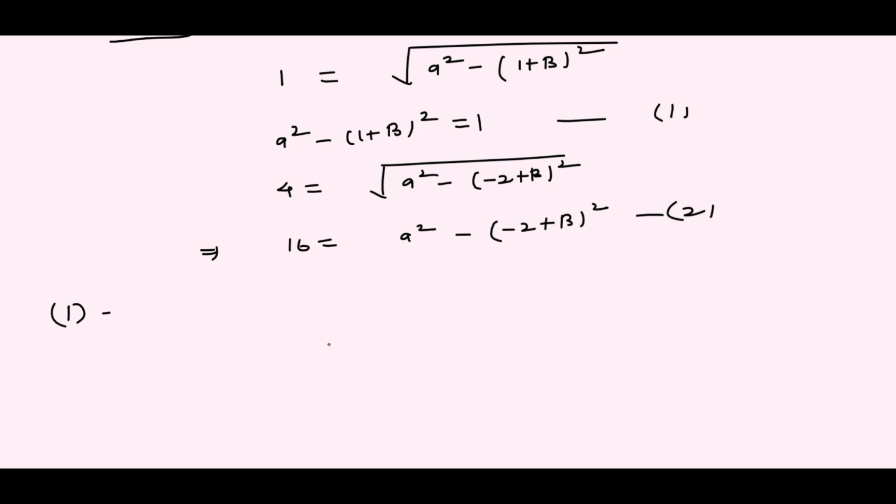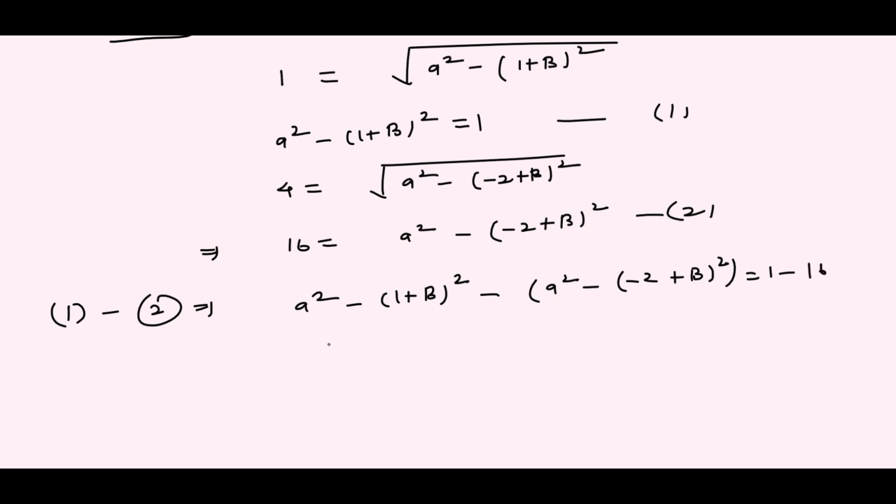So subtract the equation 2 from 1. It implies a square minus minus 1 plus B to whole square minus a square minus of minus 2 plus B to whole square is equal to 1 minus 16. So here a square get cancel out. So further minus times of 1 plus B square plus minus 2 plus capital B to whole square equal minus 15.